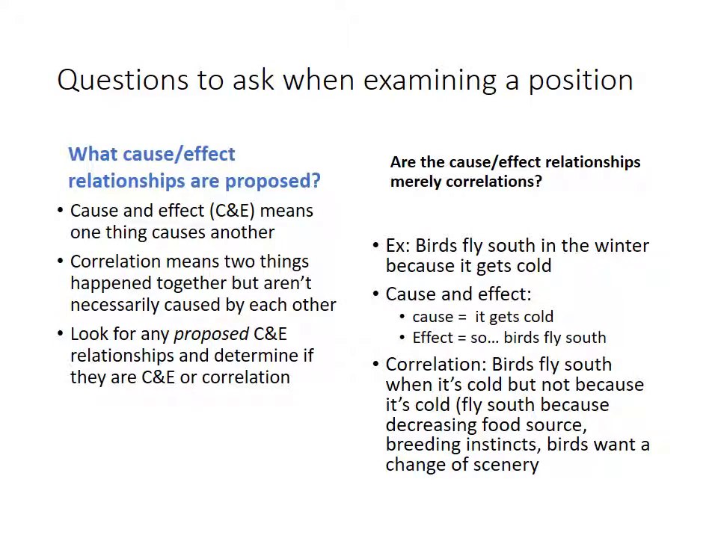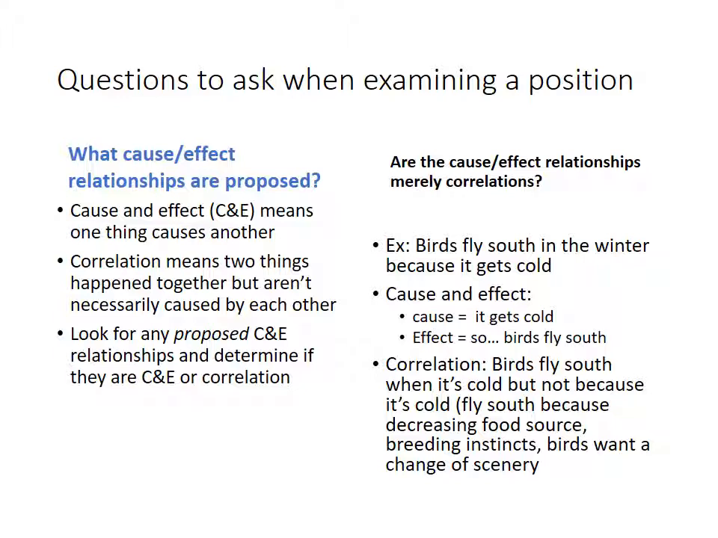Another thing to look at is what cause and effect relationships are proposed. So cause and effect means one thing causes another. Correlation means two things happen together but aren't necessarily caused by each other. So look for any proposed cause and effect relationships and determine if they are actually one thing caused the other or if they're just a correlation, they happen to occur at the same time. And are the cause and effect relationships merely correlations? For example, birds fly south in the winter because it gets cold. Cause and effect. The cause is it gets cold. The effect is so the birds fly south.